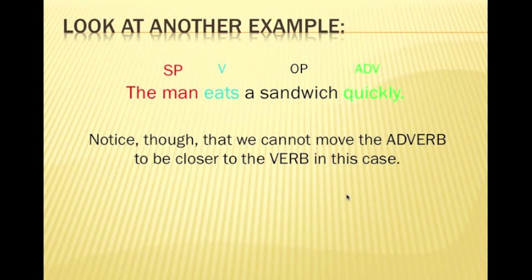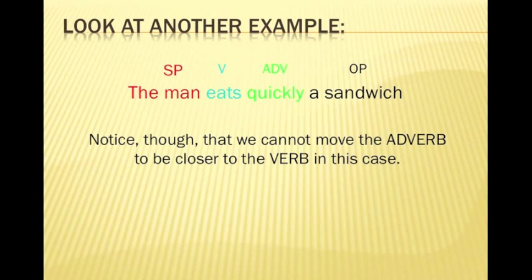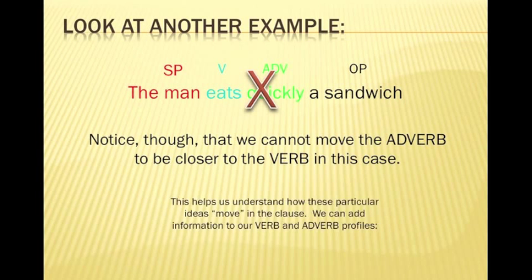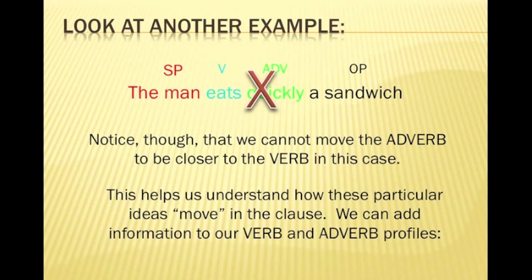But notice what happens. The order here is going to play an important part. We can't move the adverb to be closer to the verb. Again, watch. The man eats quickly a sandwich. Now, in some languages, this might be possible, but it's not possible in English. So, again, this helps us understand something.